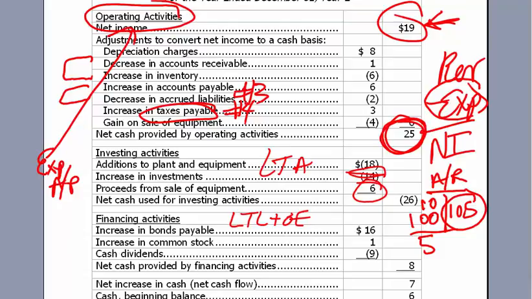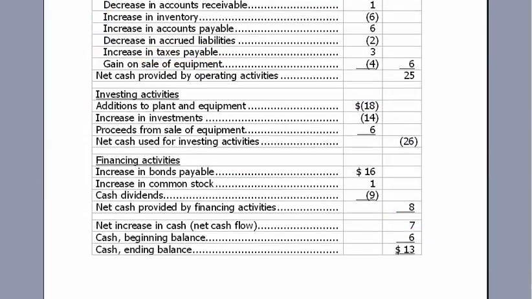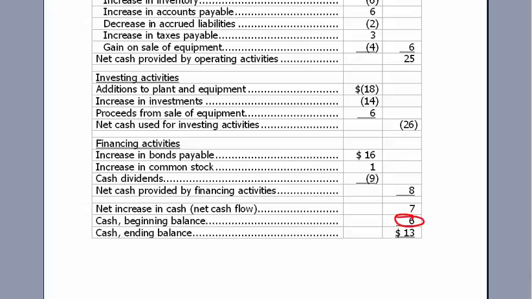Then if we look at this statement of cash flows, we've got 25 sitting here from operating activities. We've got a negative 26 in investing activities, and then we've got 8 sitting here from financing activities. So if you look at this entire thing, you'll see that our beginning balance was 6. We had a net change of 7, and so the ending cash balance is 13. We've just proven where our cash balances are.